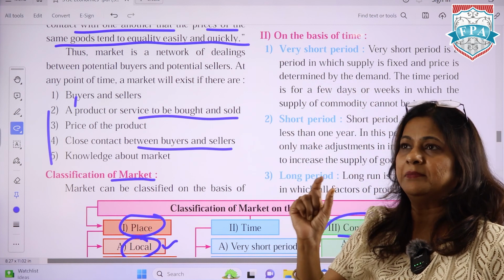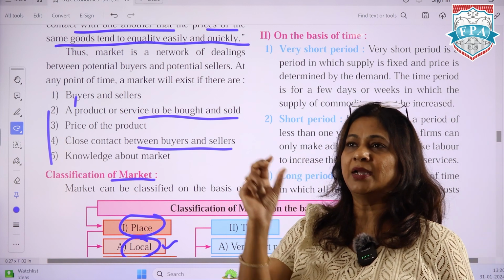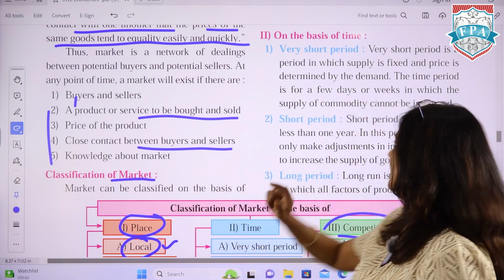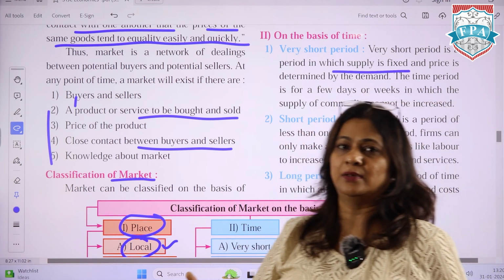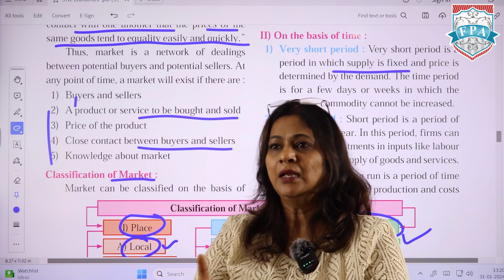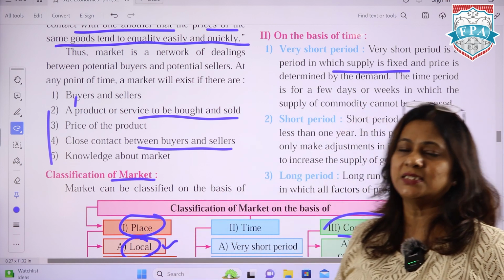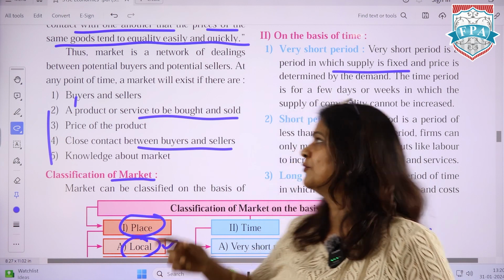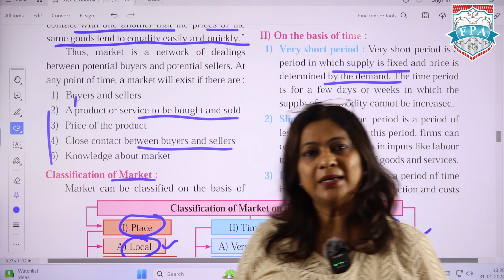Give one economic term. In which kind of market on the basis of time is the supply fixed? So supply is fixed in case of very short period. Yes, it is a very small time, 1 hour, 2 hours, 1 day, 2 days. So how can you suddenly increase the supply? So supply has to be fixed, no? And of course, the price is determined by the demand.